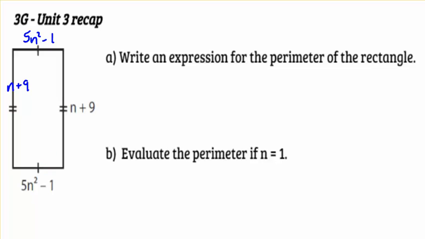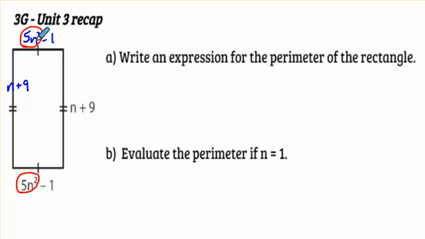So let's color code them. We have 5n squared, and then we come around here. These are not like terms. Over here, these are not like terms, but down here we do find another like term. Remember, like terms have to have the exact same variable and same exponent.